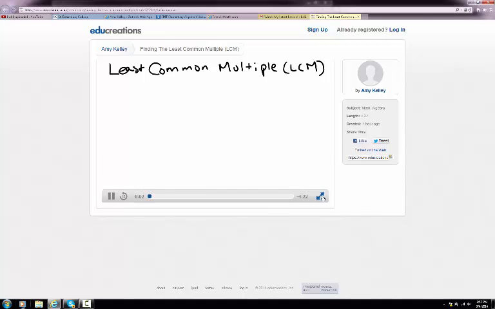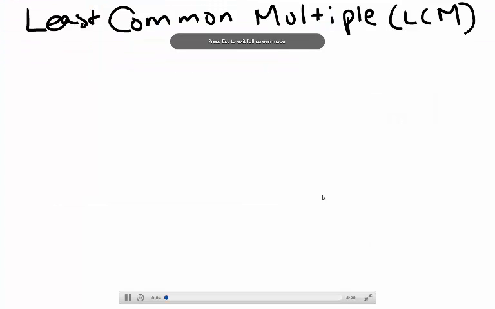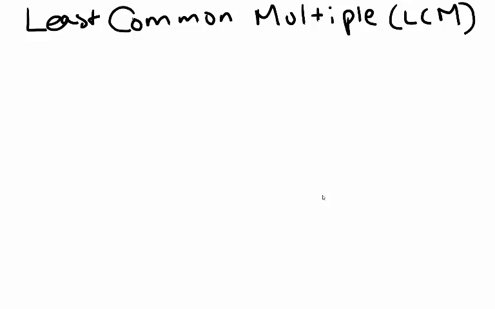In this video, we're going to talk about finding the least common multiple, or LCM. One way to describe the least common multiple is to think of it as the smallest number that two or more numbers will divide evenly into. For example, suppose I have the number 8 and the number 10, and I want to find their least common multiple. I'll start by doing a prime factorization on each number.